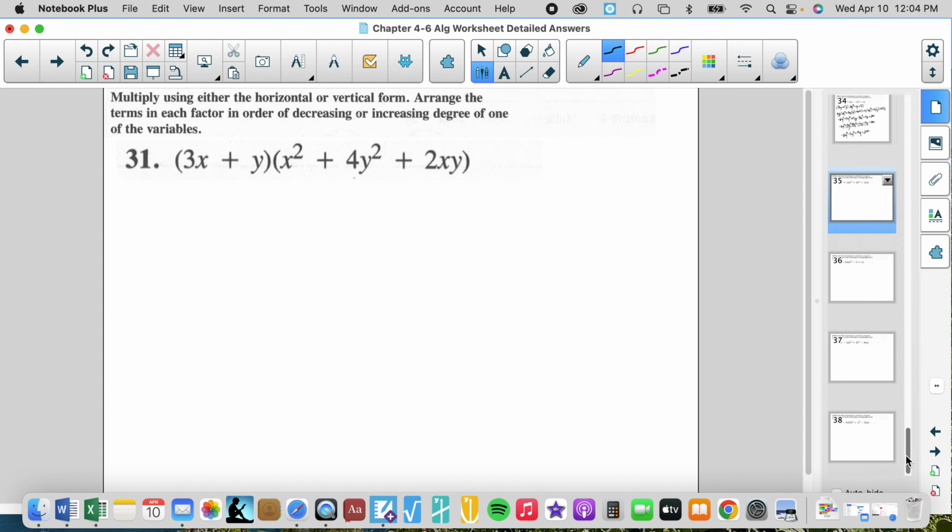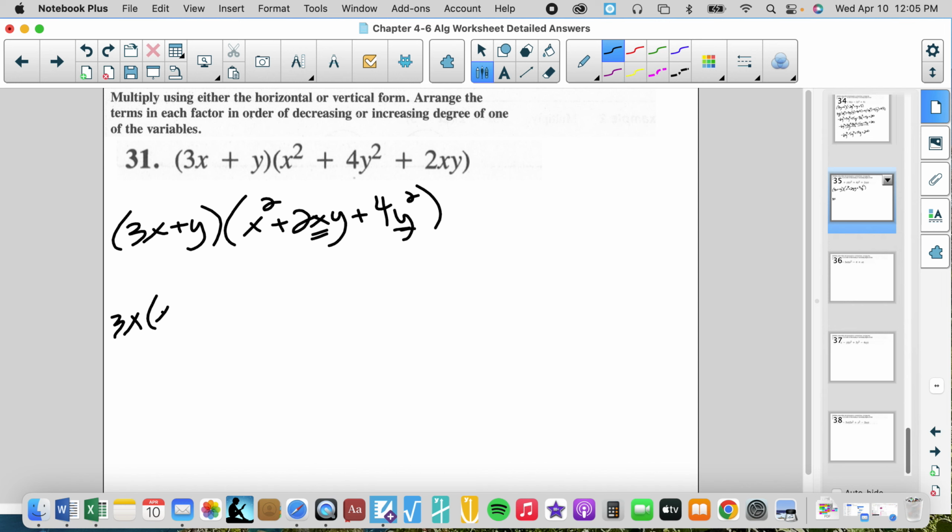Oh, it looked like I had one or two. Holy bro. I got 4 more. Again, dig deep, baby. Let's rewrite it. 3x plus y is already in standard form. This is not in standard form. This is x squared plus 2xy plus 4y squared. This x is going to come before the y squared.